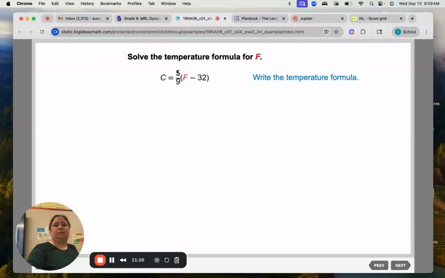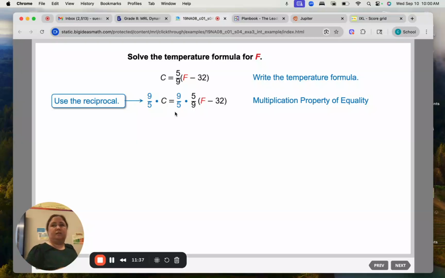So this is technically multiplication. How would I move it to the left-hand side? Divide. When you divide a fraction, you flip it and multiply. So you would write 9/5 times C on the left. Now that makes it so you can drop your parentheses. To get F by itself, what do I need to do? Look at it. It's minus 32, so we need to add. To move the 32, we have to add it.